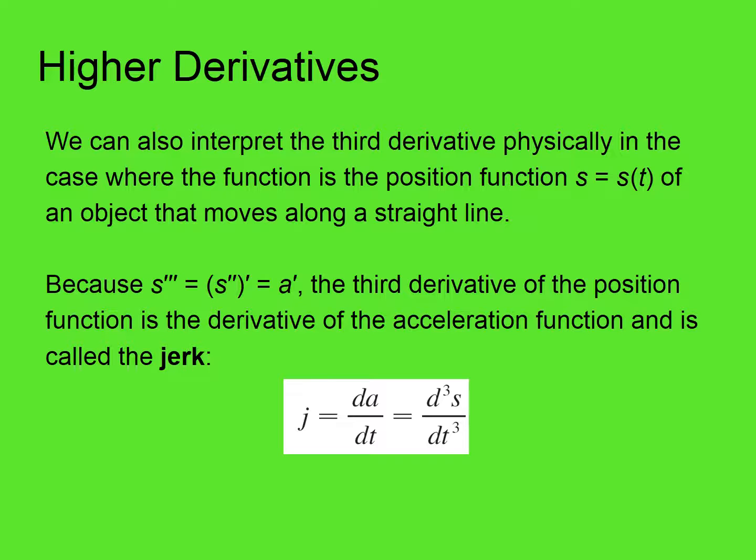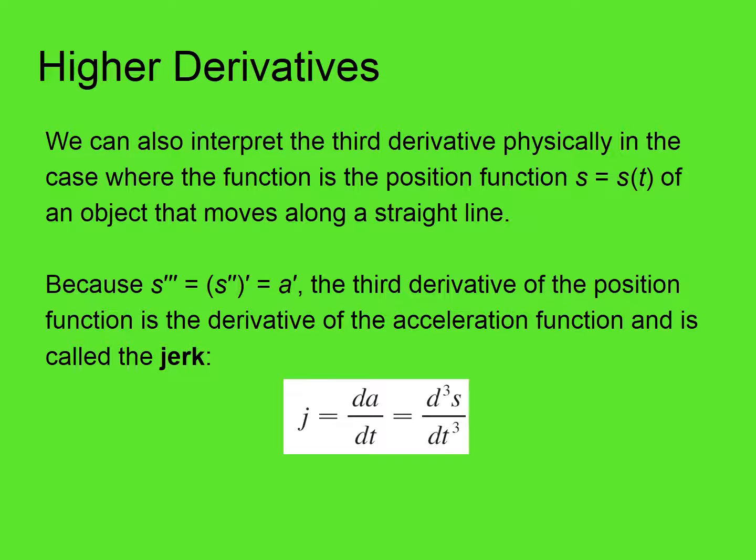Okay, what about beyond that? We can also interpret the third derivative, not beyond that, we're still talking about the third derivative, physically in the case where the function is the position function s of an object that moves along a straight line. s triple prime is the derivative of s double prime, which is the derivative of acceleration. Now think about that. What would that be like?